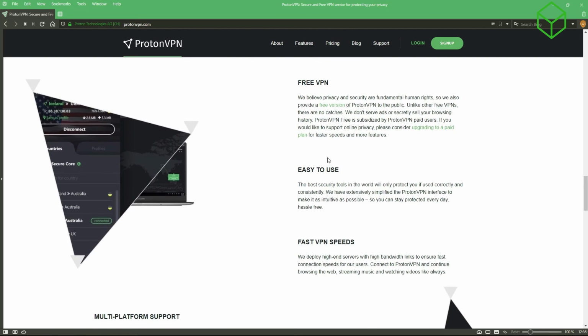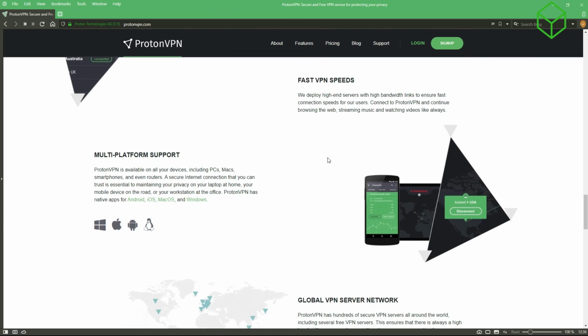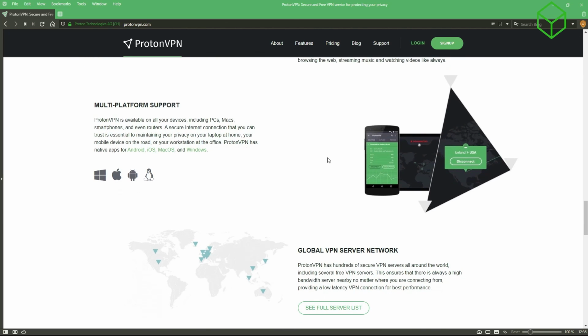Other than that, it's a feature-packed free service and available for the usual suspects: Windows, Mac, Linux, iOS, and Android.